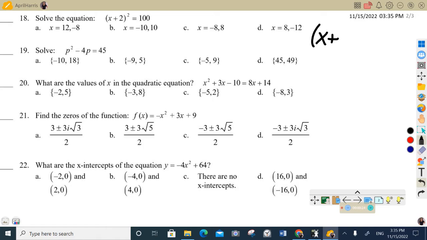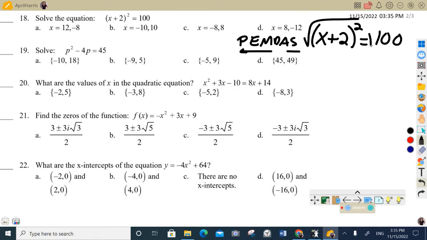So on number 18, we are asked to solve the equation (x + 2)² = 100. We have to get rid of the square before we get rid of what's inside the parentheses. Remember, when we're solving an equation, it's PEMDAS backwards. So we do what's inside the parentheses last. The only thing outside the parentheses is the square, so the opposite of square is square root.